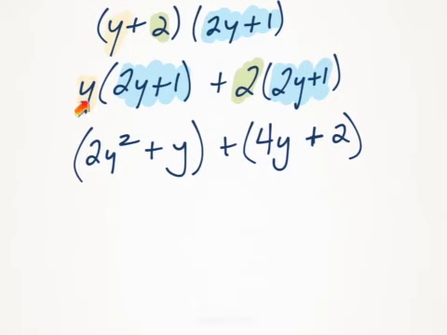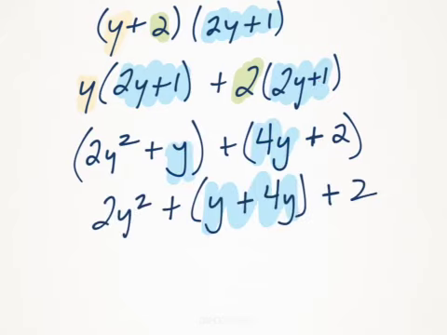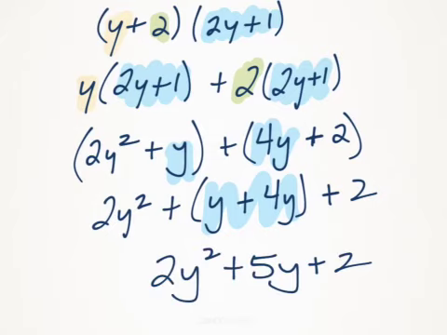Now I'm going to use the distributive property, so y times 2y is 2y squared, y times 1 is simply y, 2 times 2y is 4y, and then 2 times 1 is 2. Here I'm using the associative property to group my like terms together, and next I'll go ahead and combine those like terms. So my final answer is 2y squared plus 5y plus 2.